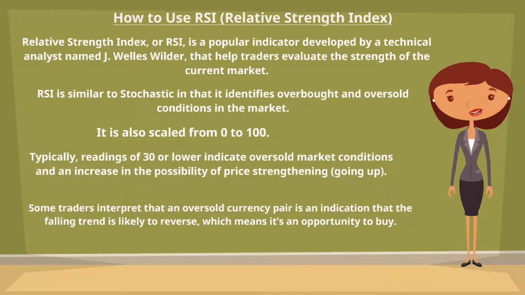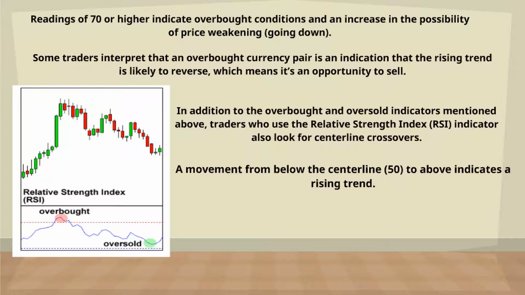Typically, readings of 30 or lower indicate oversold market conditions and an increase in the possibility of price strengthening, going up. Some traders interpret that an oversold currency pair is an indication that the falling trend is likely to reverse, which means it's an opportunity to buy. Readings of 70 or higher indicate overbought conditions and an increase in the possibility of price weakening, going down. Some traders interpret that an overbought currency pair is an indication that the rising trend is likely to reverse, which means it's an opportunity to sell.